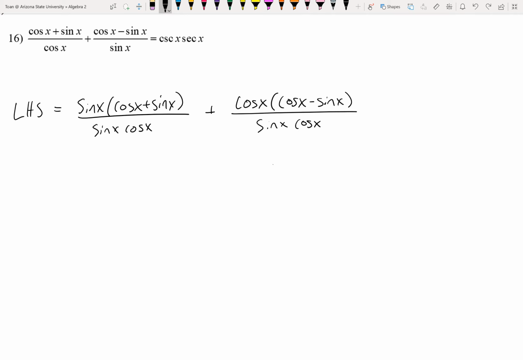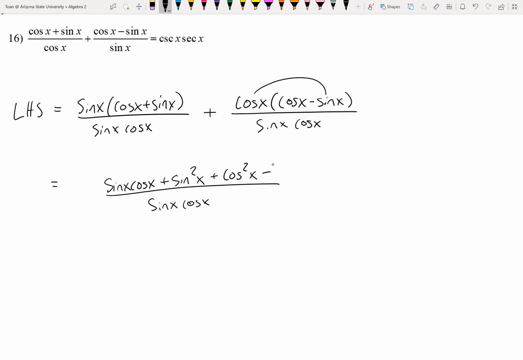So now that they have the same denominator, we can put them together as one fraction, sine x cosine x, and let's go ahead and distribute at the same time. So that's sine x cosine x plus sine squared x, plus, so we don't have to worry about distributing a negative, plus cosine times cosine is cosine squared x, and then this right here would be a minus sine x cosine x. It's technically cosine times sine, but you can flip it because multiplication is commutative.